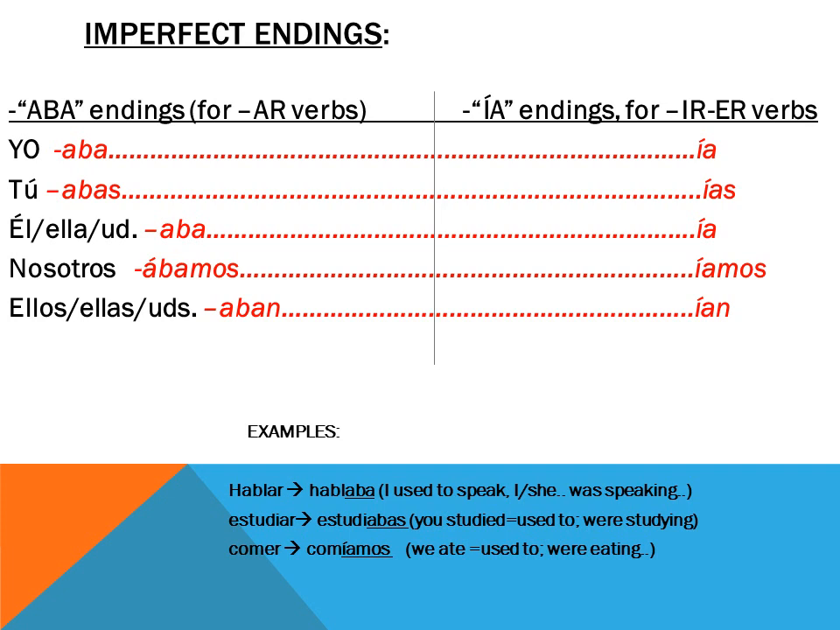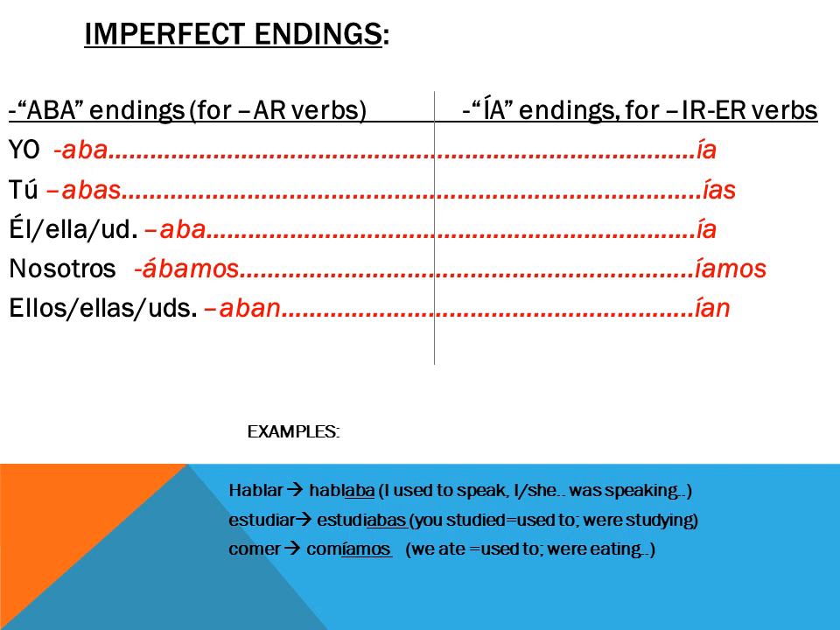Now the imperfect, the continuous type of past, the habitual type of past, the unfinished type of past. We have two types of endings, the aba endings for AR verbs and the ía endings for everybody else. So yo is aba, tú abas, él, ella, usted aba, nosotros ábamos, ellas, ustedes aban. For ER and IR verbs is ía all the time. So ía, ías, ía, íamos, ían, accented I. Be careful.